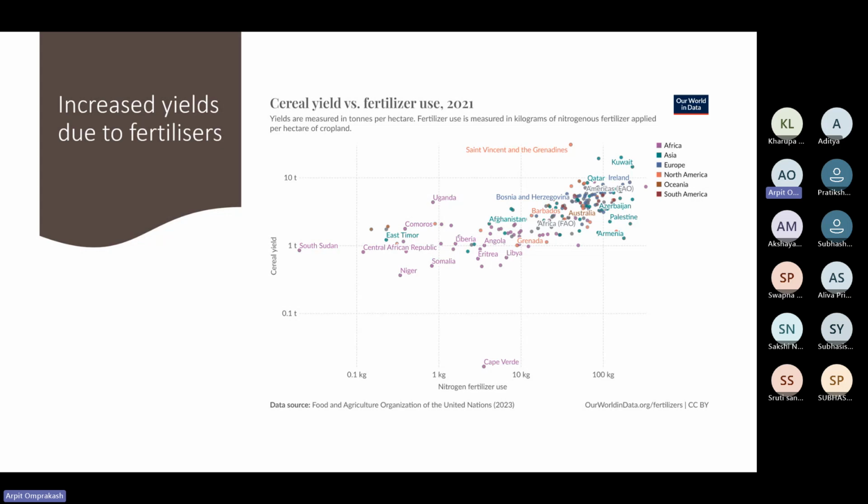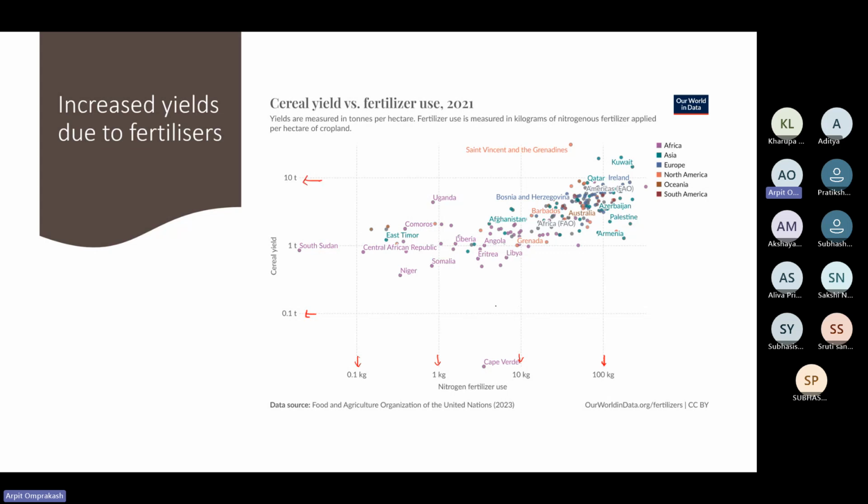Here we see what is plotted: on the y-axis, we have the yield of cereal or yield of the crop, so how much food is produced per unit. And on the x-axis, we have the use of fertilizer, how much nitrogen fertilizer they are using. So this is a log graph. Basically this is 0.1, this is 1, this is 10, this is 100 and so on. And here again, this is 0.1 tons, this is 1 ton, this is 10 tons, right?